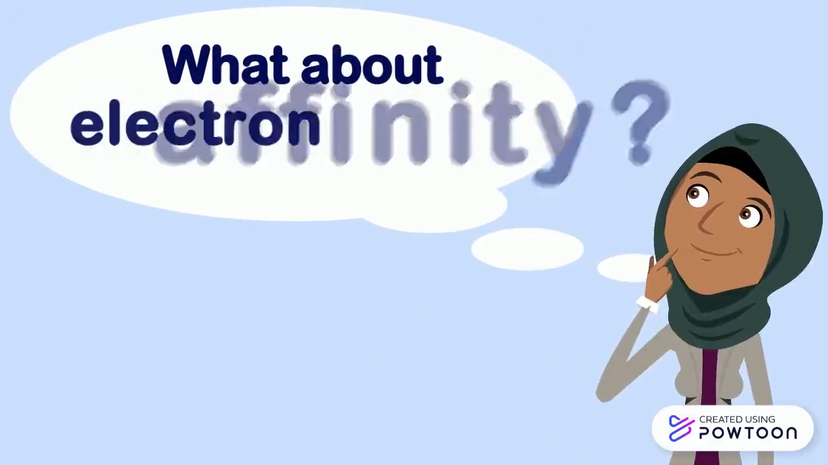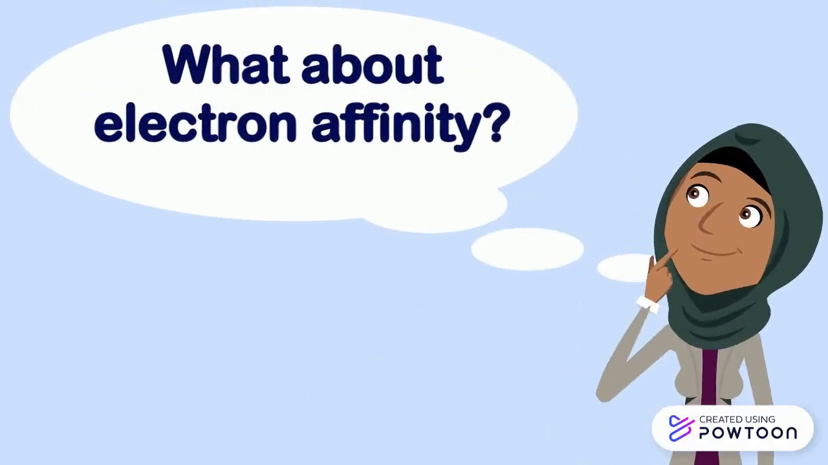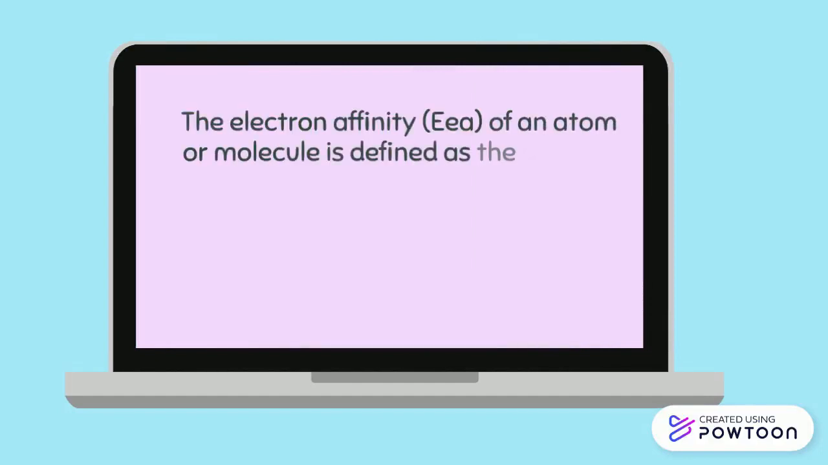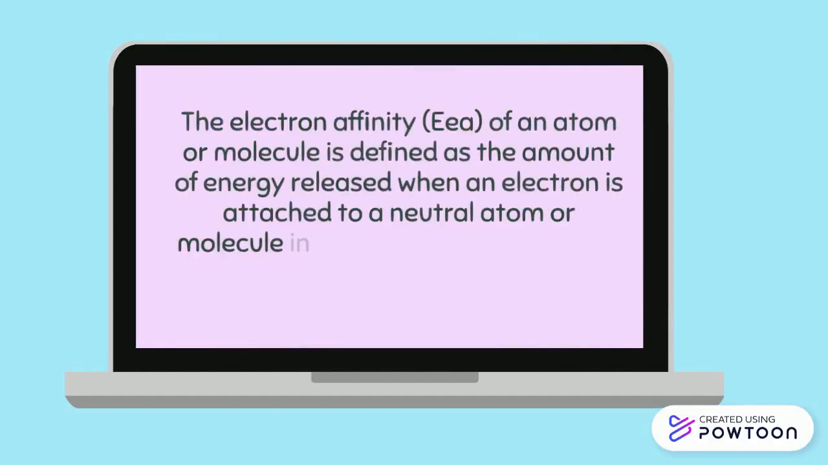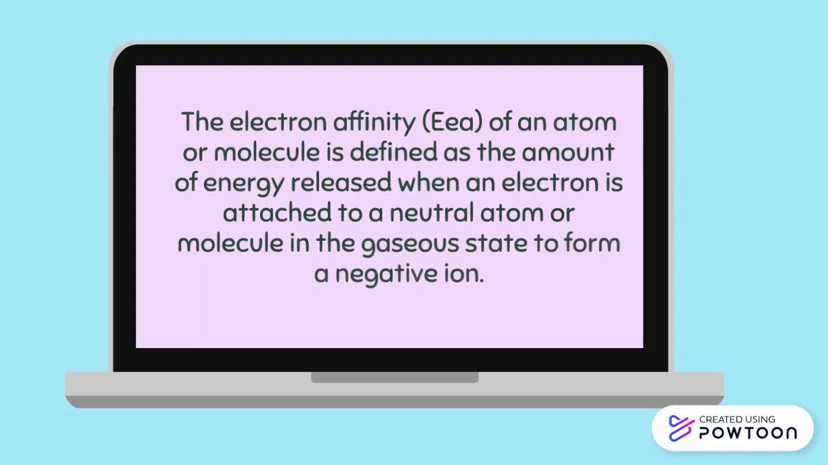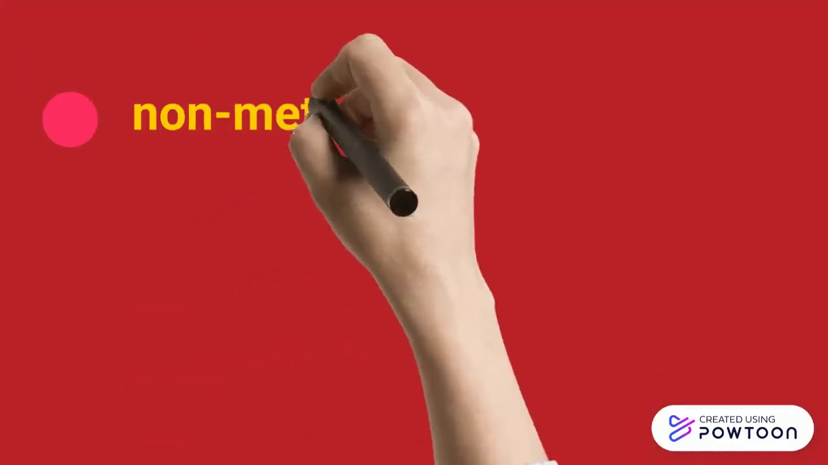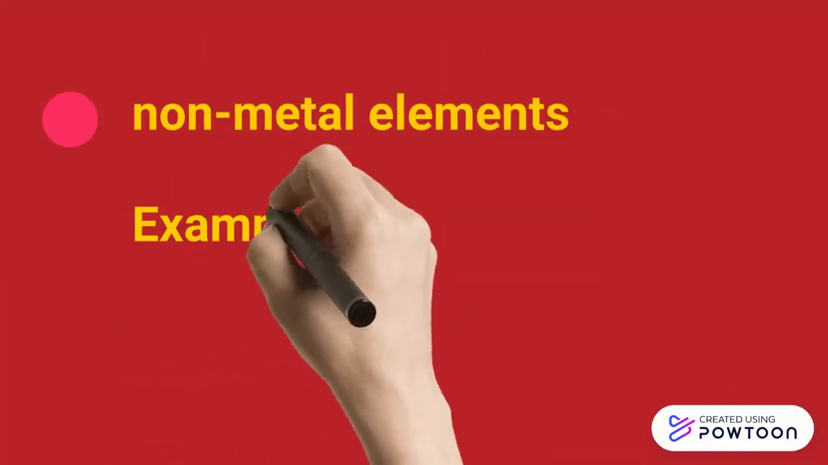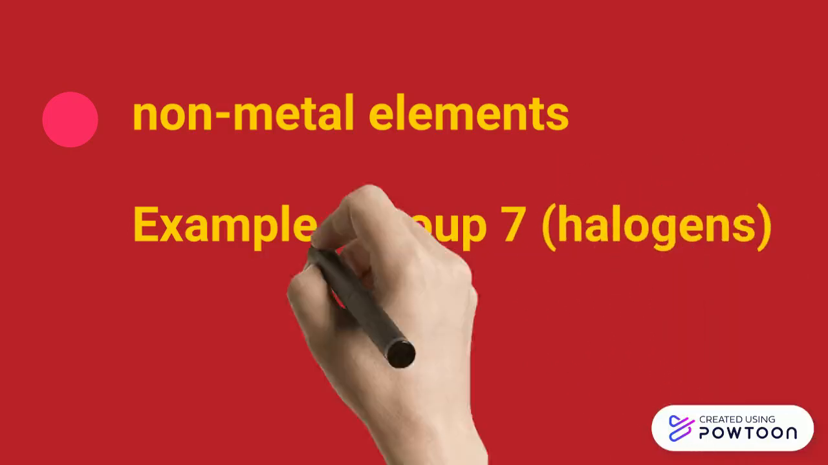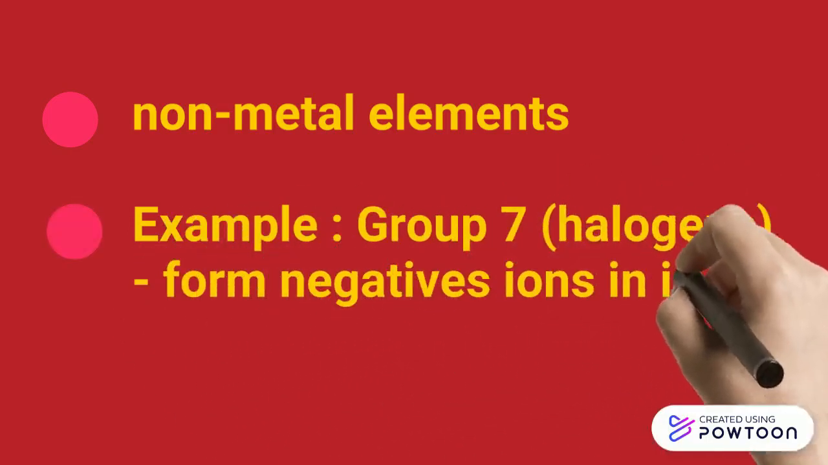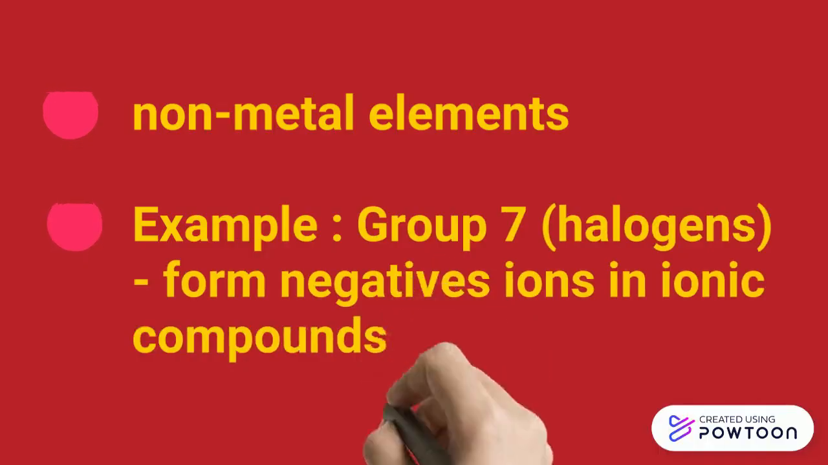What about electron affinity? The electron affinity of an atom or molecule is defined as the amount of energy released when an electron is attached to a neutral atom or molecule in the gaseous state to form a negative ion. These electrons are formed from non-metal elements, for example, group 7, which is halogen, form negative ions in ionic compound.